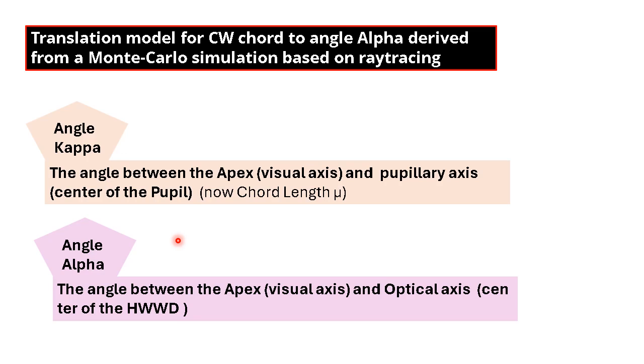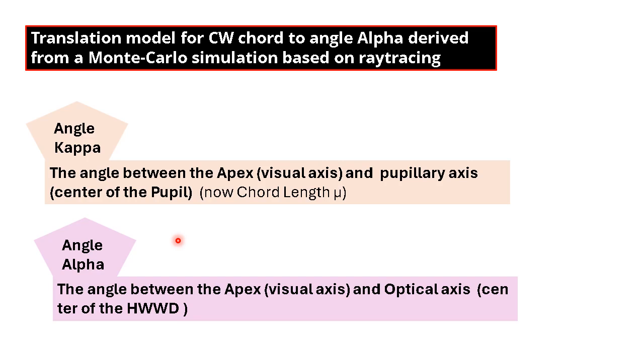If you use the Lenstar or the IOLMaster or the Placido-based topographer, the angle of kappa, or I mean the chord mu, has a normal value up to 0.3, and a value of more than 0.6 is regarded as abnormal. However, using the Pentacam or the Scheimpflug, a value of more than 0.4 is regarded as abnormal.